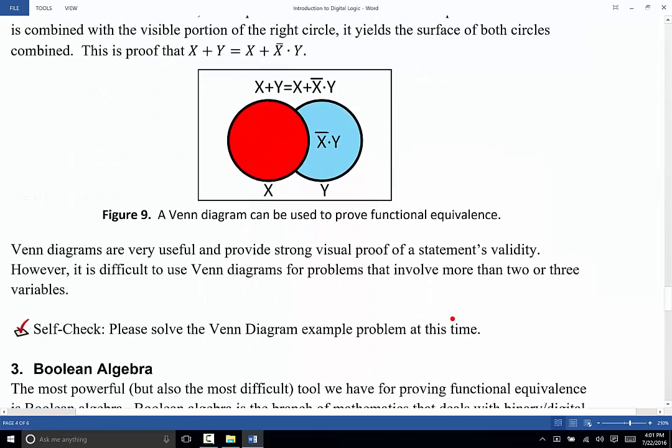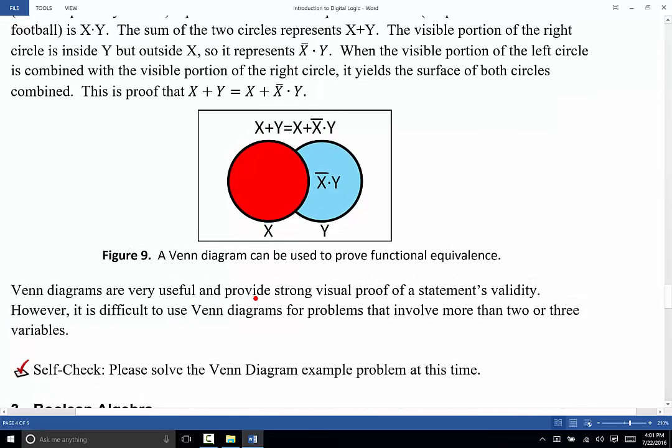Now, Venn diagrams are very useful, and they provide us good, strong visual proof of a statement's validity, but it's important to realize that they can work well with 2 variables or even 3 variables, but when you get to 4 or more variables, it gets really hard to use a Venn diagram. Okay, so I'm going to wrap this up here. You've got enough information now to solve the Venn diagram example. Don't forget to go back and do the perfect induction example as well.